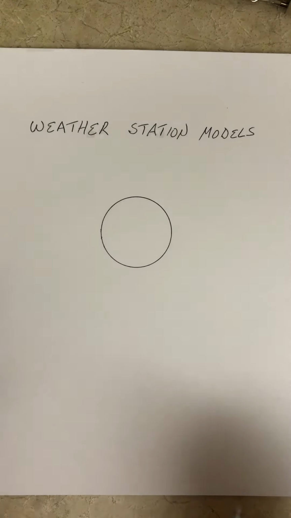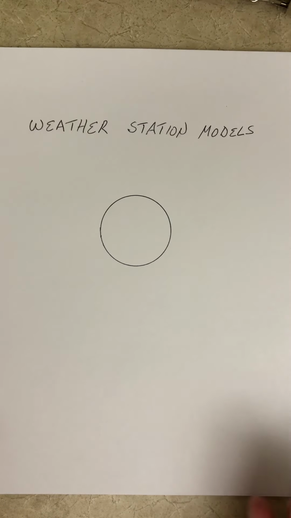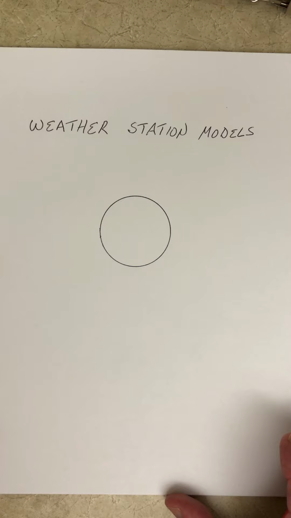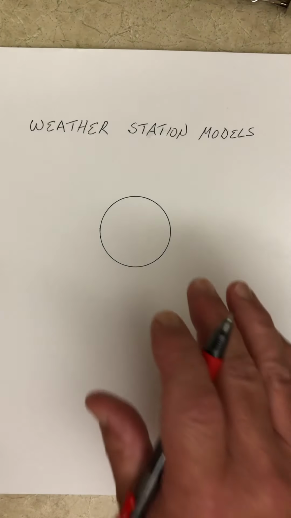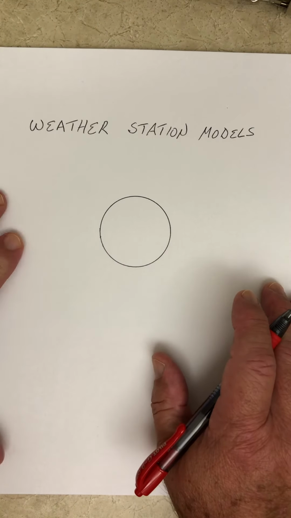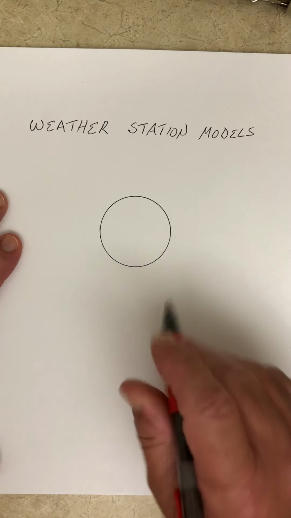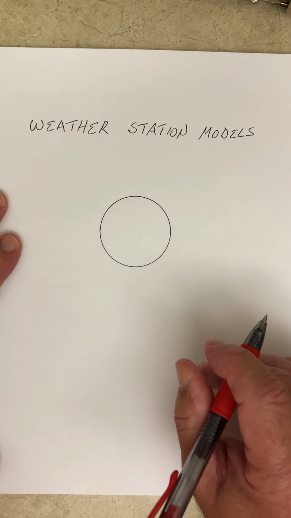Good day, class. So we've been looking at surface weather maps and looking at the high pressures, low pressures, fronts, isobars, and such. And now the question is, how do you know that there's a high pressure here and a low pressure there and a front, and how do you know where to draw the isobars? It's all based on weather station models.